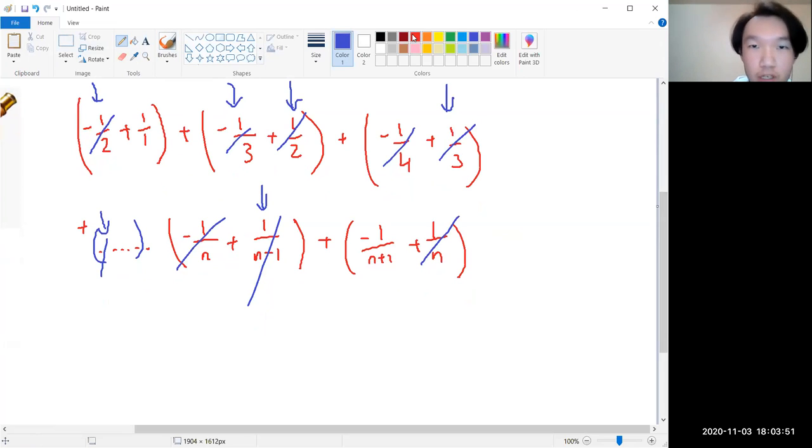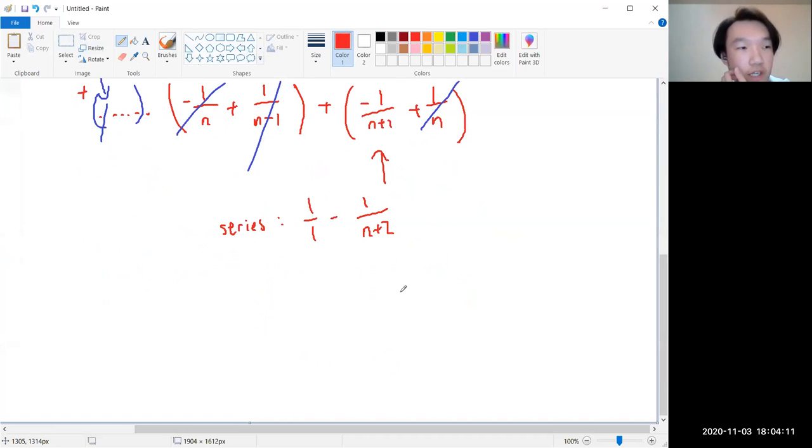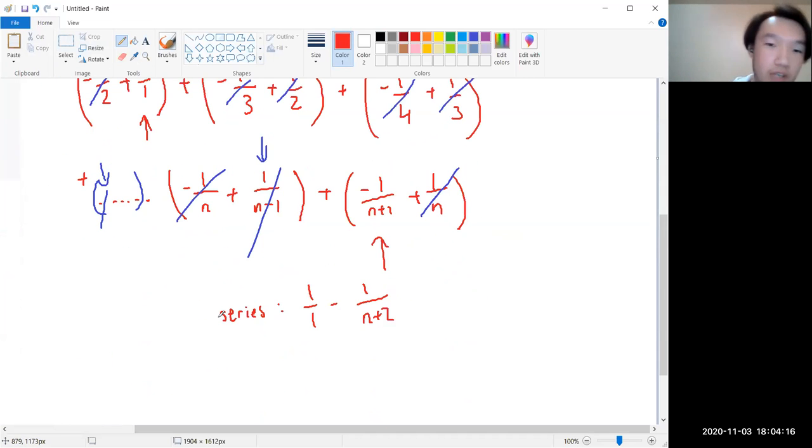Let me change back the color. This term right here and this term right here. So right now we have 1 over 1 minus 1 over n plus 2, right? So this is what our series comes down to. And then if you guys remember what I told you about evaluating an infinite series, you can just take the limit as n approaches infinity. So as the limit of n goes to infinity, what happens here?